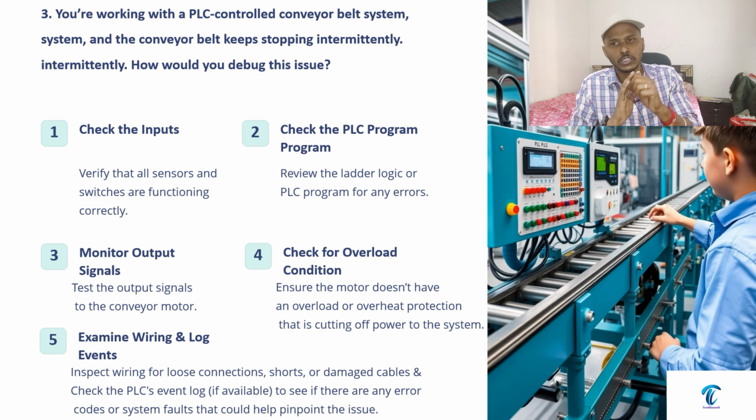And if outputs is also on, then definitely the motor or the load will be having some issue. You have to see whether the load is having an issue or the cables connected from the panel to the load is having an issue. So all those things. So that is what check for overload condition and examine wiring and log events. Log events means in PLCs and HMIs we will be having few logs, error logs. You can see whether it is working or not.